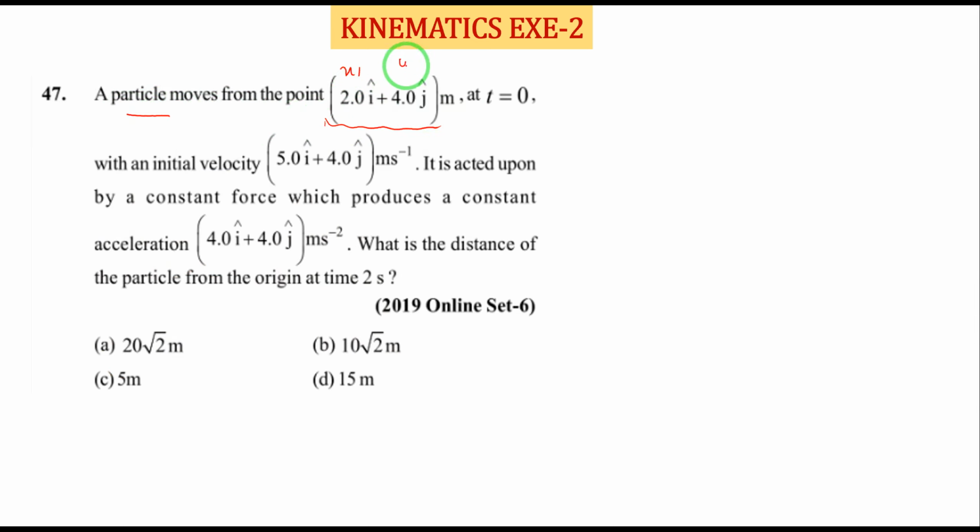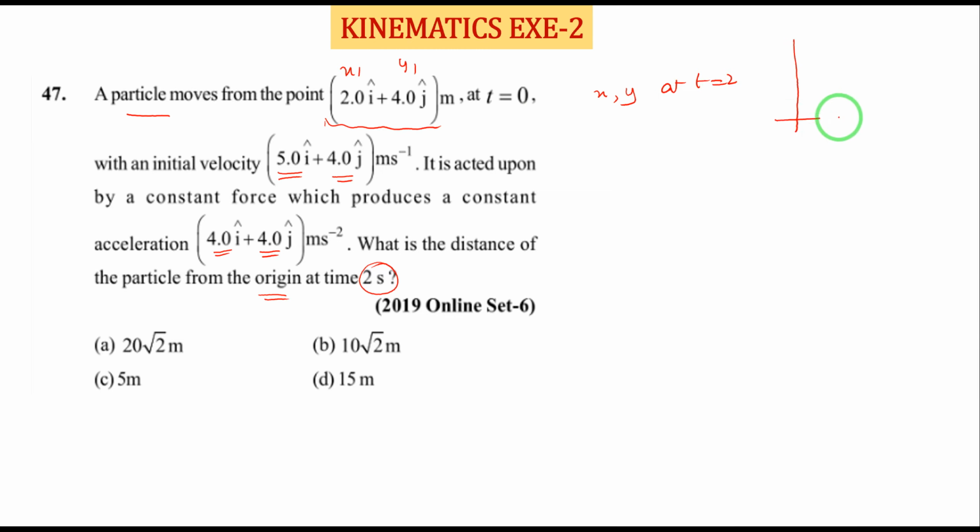So in question number 46, a particle moves from a position; the initial position is given, this is x1 and this is y1, with the initial velocity vx and vy also given, with the acceleration ax and ay also given. What is the distance of the particle from the origin at t equals 2 seconds? So basically we will find the new position of the particle, that is the new position x and y at t equals 2 seconds, and then we'll find the distance from the origin.